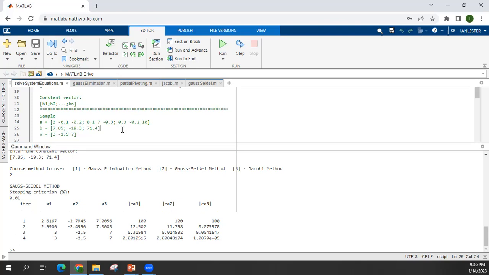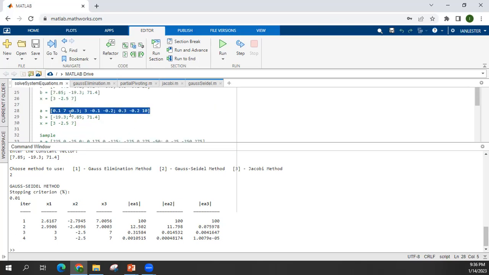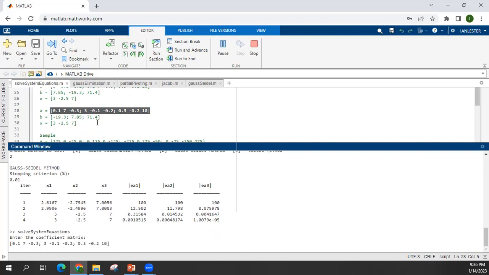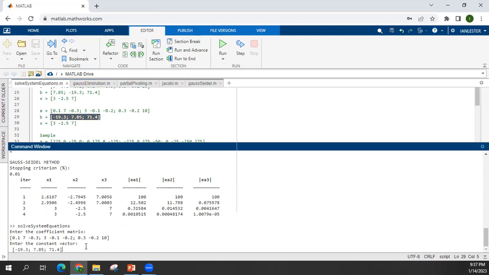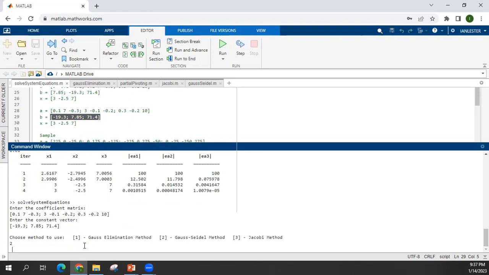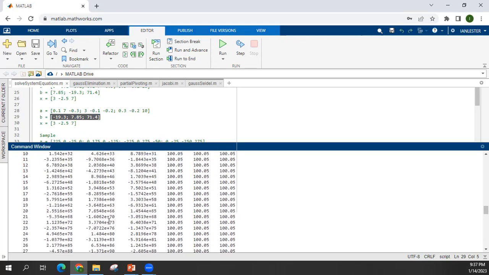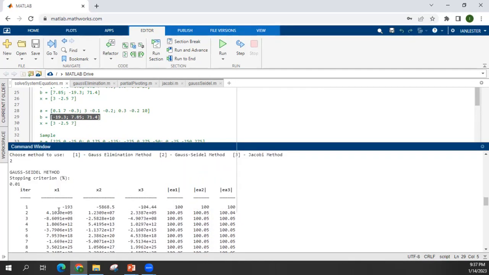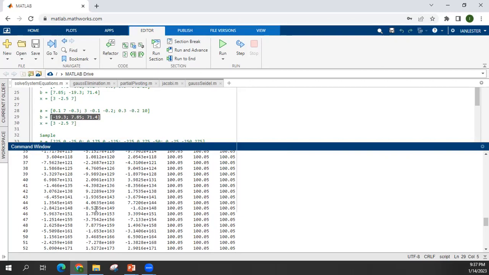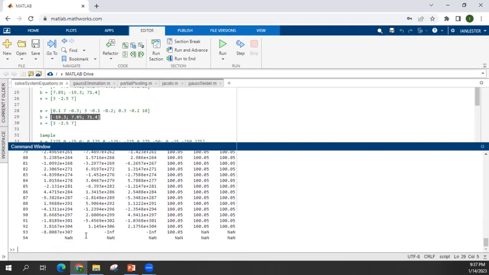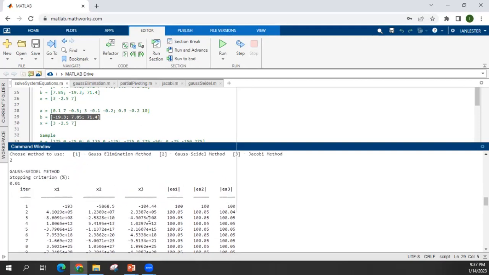Now, let's try another. Same set of equations, but rearranged. So, as you can see, Gauss-Seidel diverges. Negative 193, then positive 4.1029 times 10 to the 5, then negative. As you can see, the values keep getting bigger for X2 and X3, until it reaches infinity. So it diverges. But why is this so?